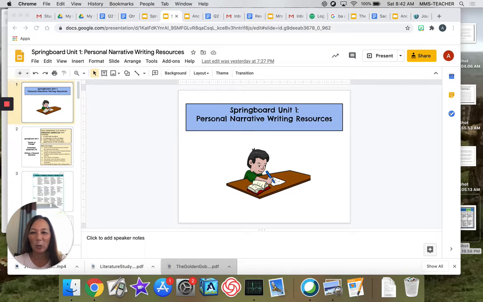This is quarter 2, and in language arts, we're going to start with our portfolio number 1 in our Springboard book. So this is the book that you were given over the summer, so you're going to need this book. And we're going to work on Unit 1, and it's called Personal Narrative Writing. And so I'm going to show you the resource slides, or some of the resource slides today.